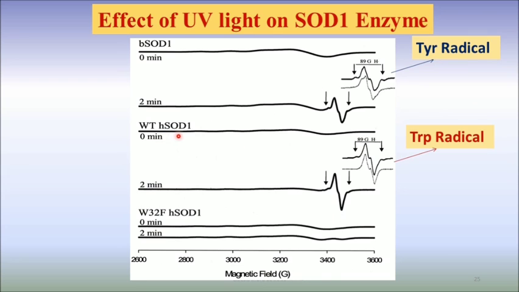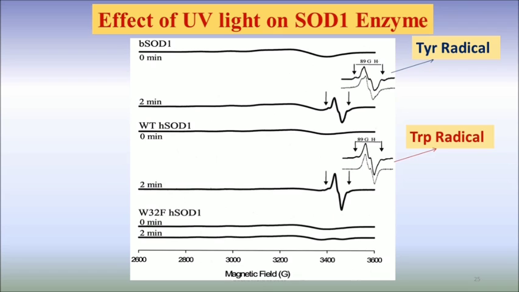And in the case of wild type human SOD, a tryptophan radical is obtained. Using simulation, we have identified this as a tryptophan radical. We have also produced a mutant where tryptophan is replaced by phenylalanine. In that case, no tryptophan radical is obtained. It is obvious, since we have replaced the tryptophan by phenylalanine. Therefore, no tryptophan radical is formed on exposure to UV light.